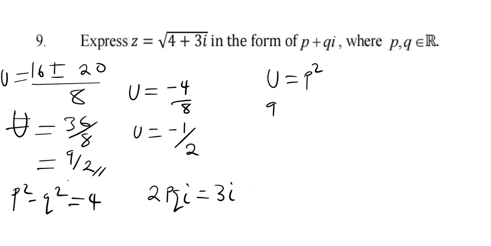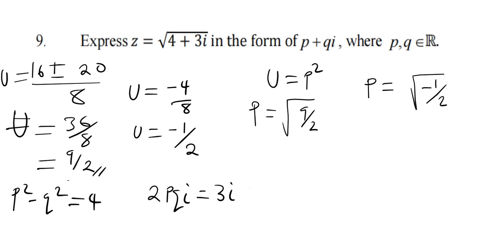So if we're trying to find p, we're going to take the square root on both sides, so that the square and the root cancel, and then we find the value of p. Because we're not finding u, we're finding the value of p. So p will be equal to the square root of u. The first u that we found is 9 over 2. Then the other u that we found, p will be equal to the square root of negative 1 over 2.